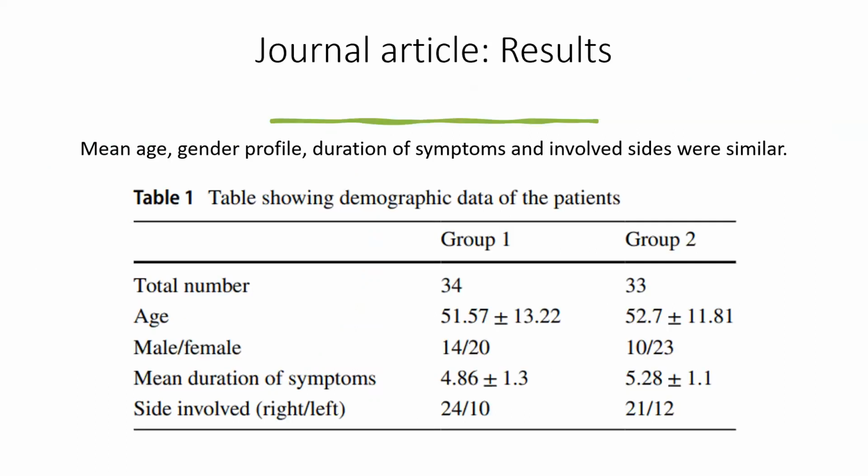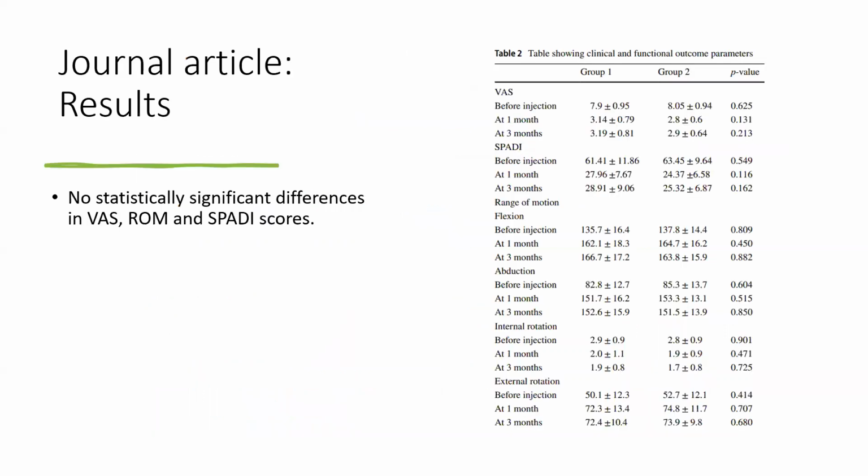So on review of the demographic profile, the mean age, gender profile, duration of symptoms, and right-left side involvement were similar in both groups. And as noted in table 2 on the right, there were no statistically significant differences noted in the visual analog scale, shoulder pain and disability index, and range of motion in flexion, abduction, internal and external rotation.